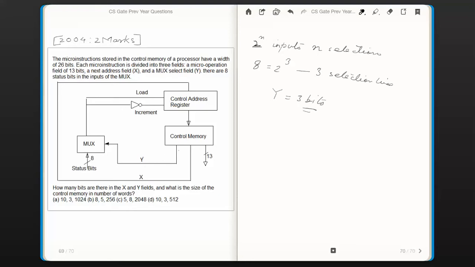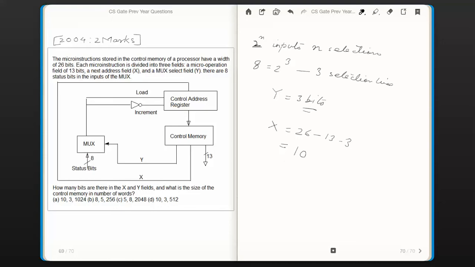The width of the Y field is 3 bits, the micro operation is 13 bits wide, and the total width of the micro instruction is 26. So the width of the X field would be 26, the total width of the micro instruction, minus 13 bits for the micro operation, minus the width of the Y field, which we calculated as 3. So the width of the X field would be 10. So we are done with calculating the widths of X and Y, that is 10 and 3 respectively.